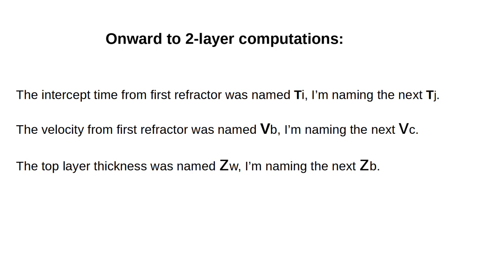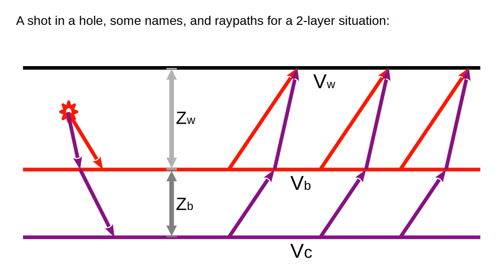Onward to two-layer computations. The intercept time from the first refractor was named Ti. I'm naming the next Tj. The velocity from first refractor was named Vb. I'm naming the next Vc. The top layer thickness was named Zw. I'm naming the next Zb. A shot in a hole, some names, and ray paths for a two-layer situation.